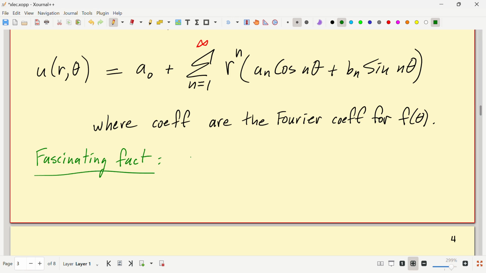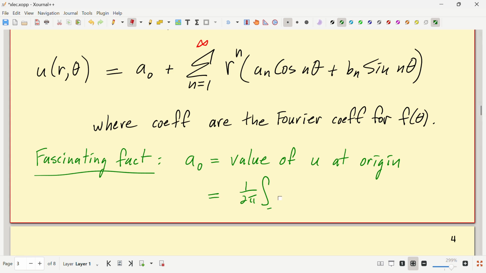Here's A naught. When I stick in r equals 0, that's the value at the origin. So that's equal to the value of u at the origin. And that's, of course, equal to 1 over 2 pi integral from, you can take an integral over any interval of length 2 pi. But I guess we'll stick with minus pi to pi. I could go 0 to 2 pi. Why don't I do that?